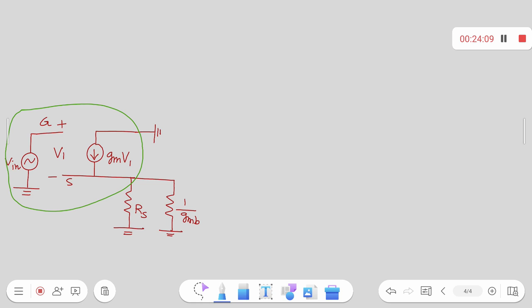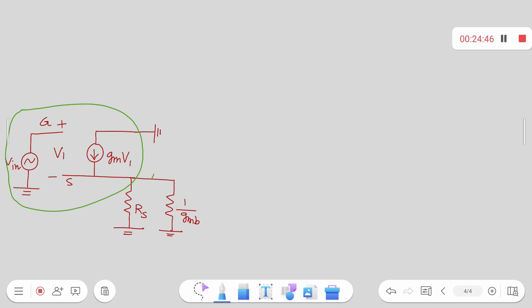What is the magnitude of the current there? GM V1. Since you have disconnected, RS and 1 upon GM are not present, so the current has nowhere to go. Therefore, the GM V1 term is equal to 0 for the calculation of the Thevenin equivalent model. If this is equal to 0 and GM is non-zero, V1 has to be 0.